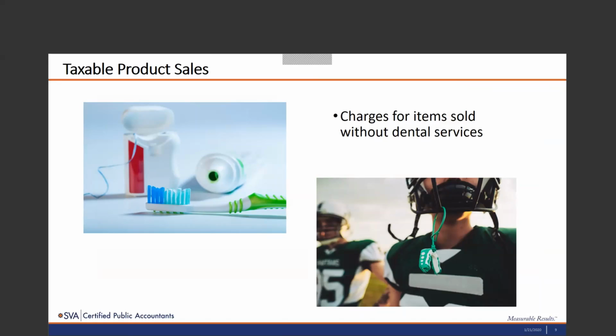One area that has grown, in our opinion, for product sales over recent years is mouth guards. So with regards to custom fit mouth guards for athletes, now with youth, and protecting the youth and their mouth guards, those are going to be taxable product sales. And again, we'll cover that in a little bit more detail as we get further along.